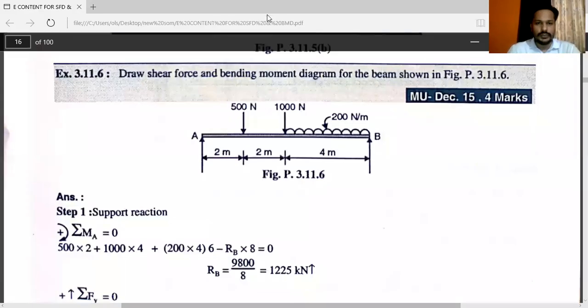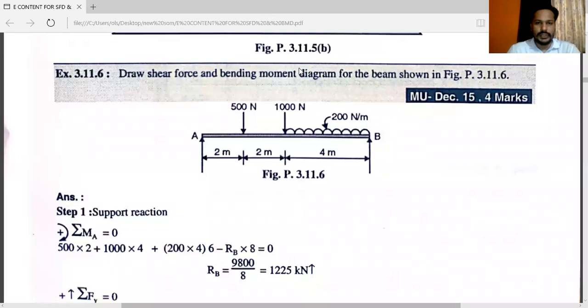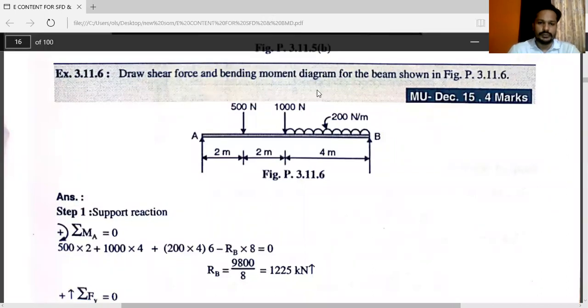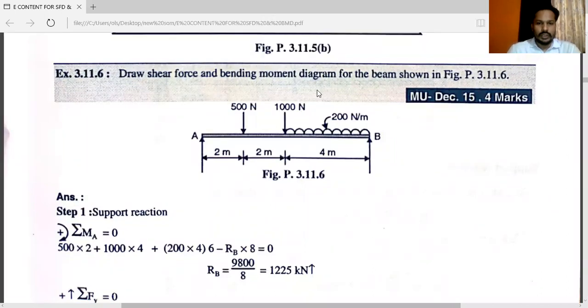Hello friends, in the previous video we have seen theory related to the shear force diagram and bending moment diagram. Here we are going to solve the problem on SFD and BMD. See the problem. Draw shear force and bending moment diagram for the beam shown in figure.